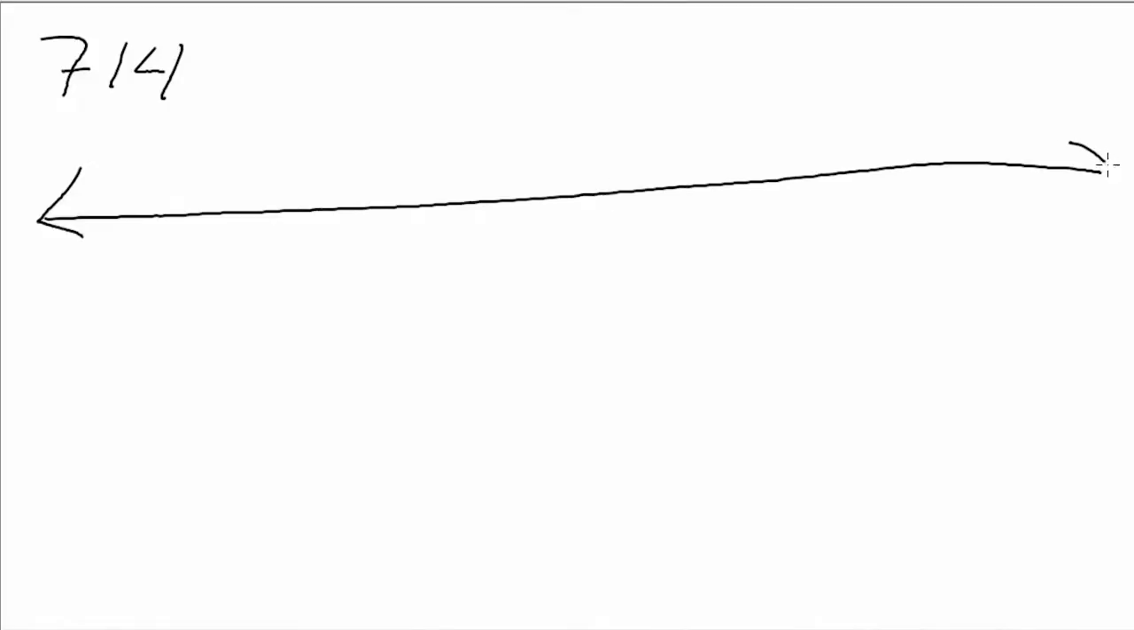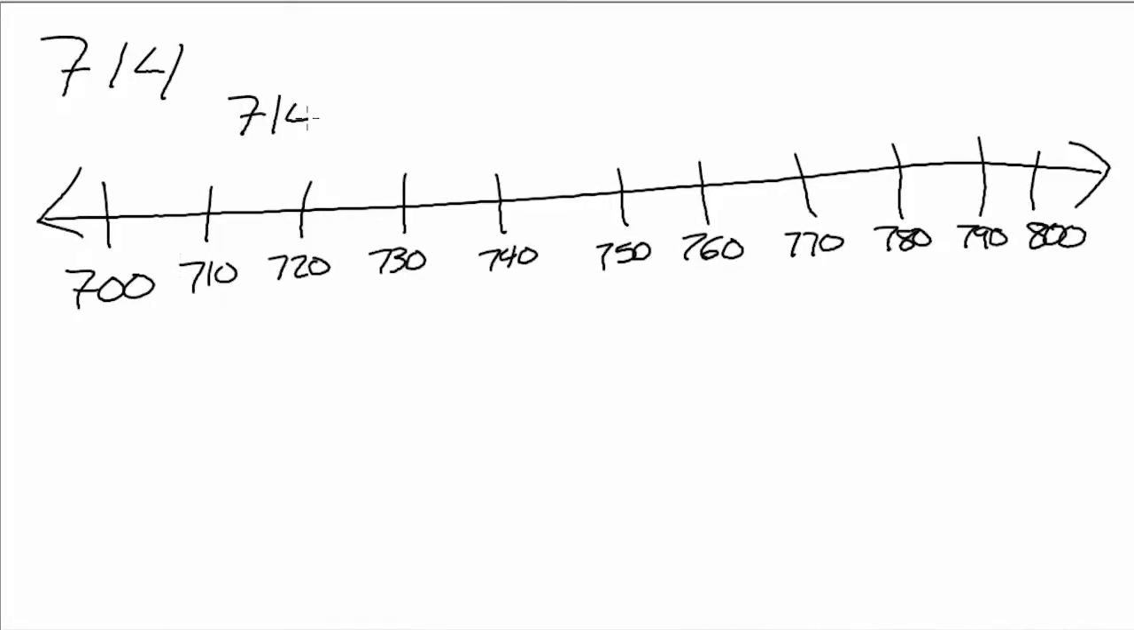Let's look at another example. 714. We're asked to round 714 to the nearest tens place value. Again, I will create an open number line, and I will start at 700. I will increment by tens because tens is the place value I've been asked to round to. 714 falls in between 710 and 720 on this number line. Our benchmark numbers are 710 and 720. When we round, we'll either round down to 710 or up to 720.